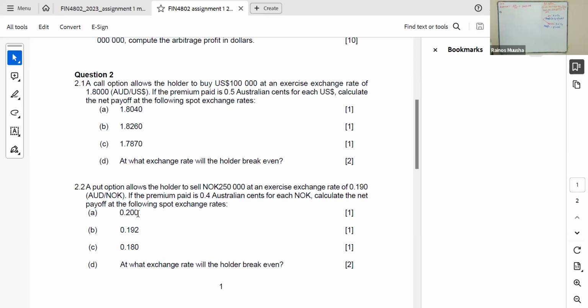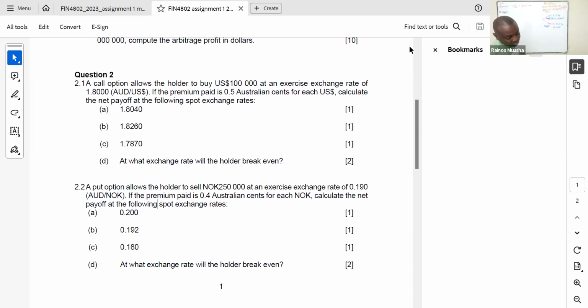Remember we said you exercise your option when the exercise price is greater than the what? Spot price. When you're selling at a higher price according to the contract compared to other people in the market. So for part A, are you going to exercise the option? Not going to exercise. So we are not going to exercise the option because our exercise price here of 0.19 is less than 0.2, is it?